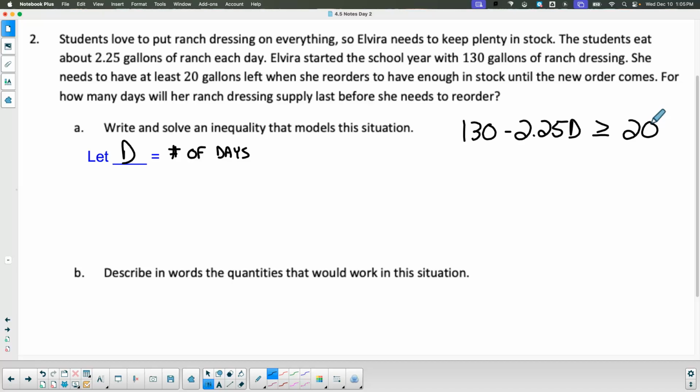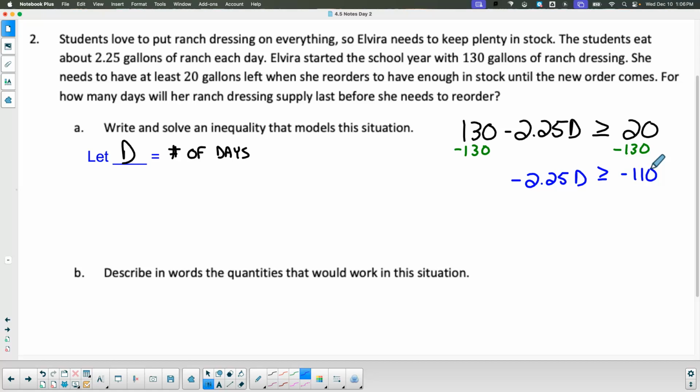Minus 130 on both sides. So that's going to be negative 2.25 D is greater than or equal to negative 110. Do we agree with that so far?